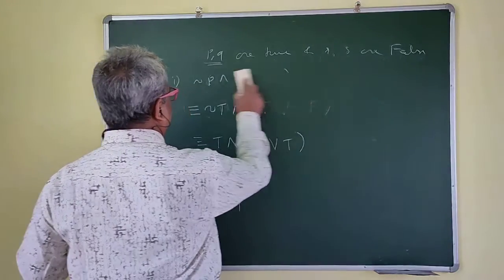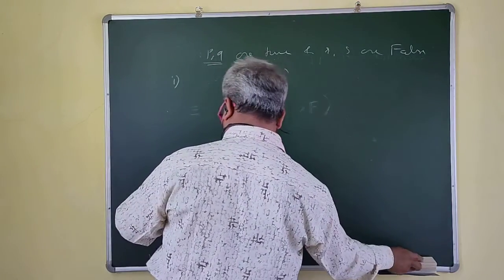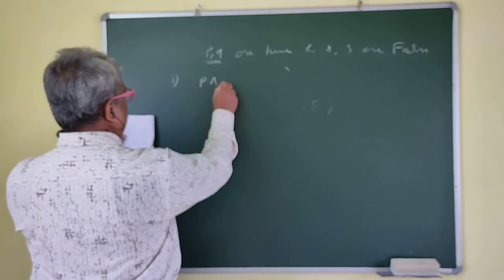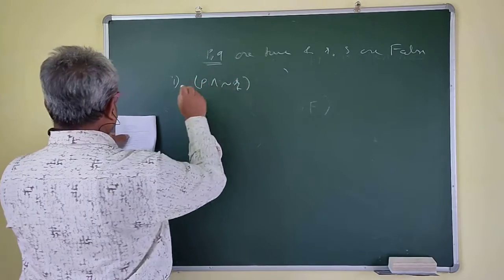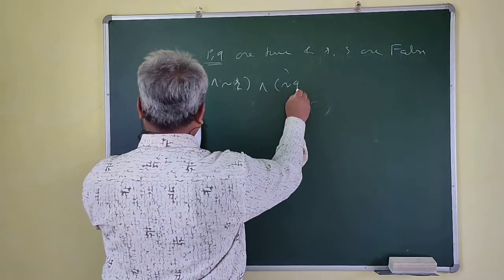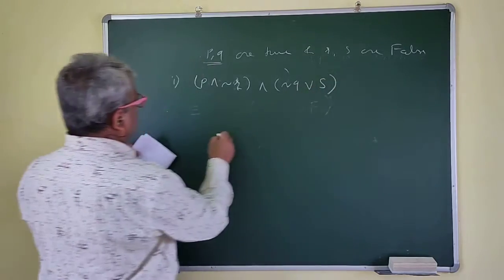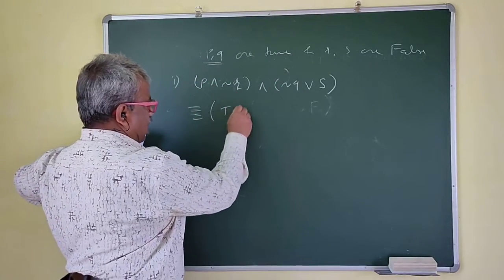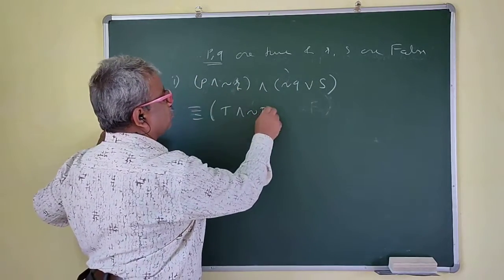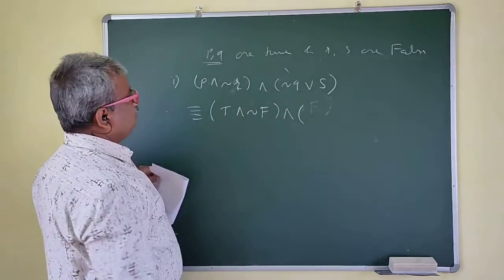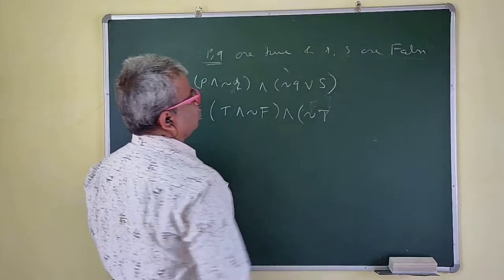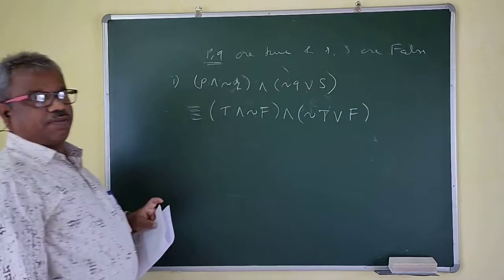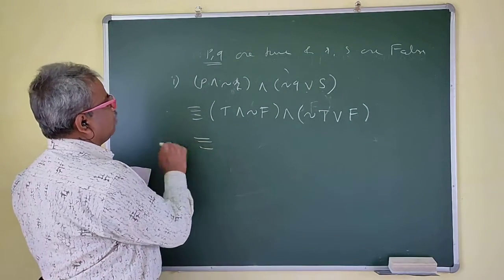Now next, we take the next problem: P and negation R, and negation Q or S. Now we'll write the truth values as they are first. The truth value of P is what? T. And negation, the truth value of R is false. So yes, and negation Q. The truth value of Q is true. Or the truth value of S is F.